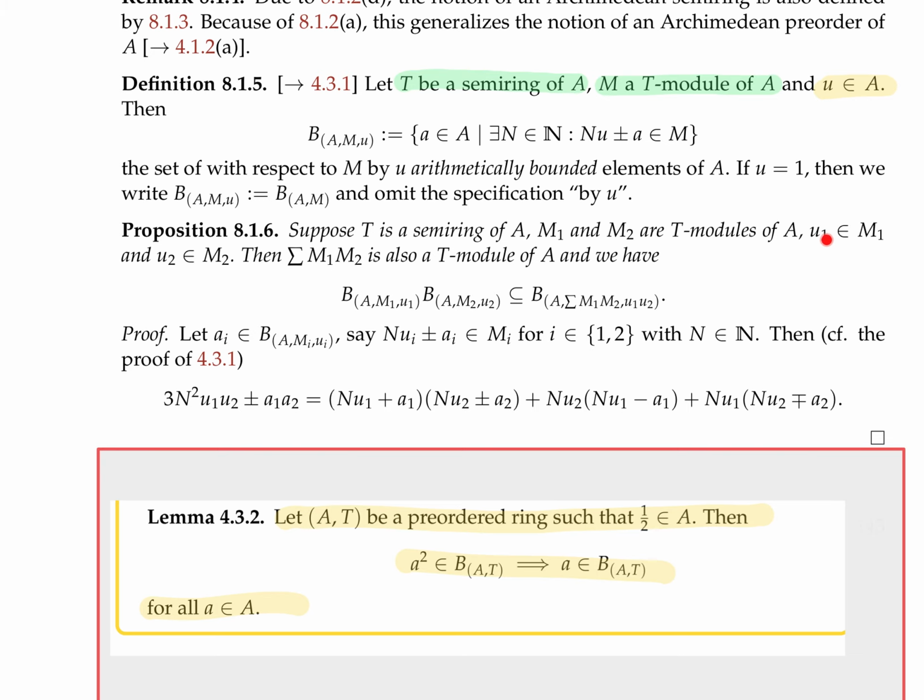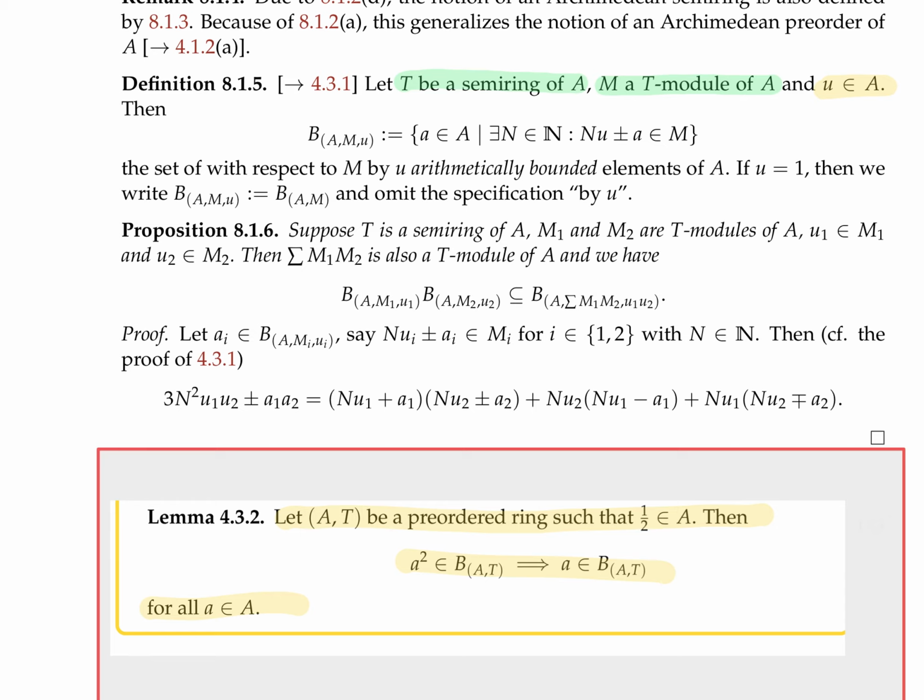Because I have that u1 is in m1 and u2 is in m2, right? If I have something like this, then I can increase the n by just adding another ui here, right? So that's why I can suppose I have the same n here. It makes it technically a bit easier.